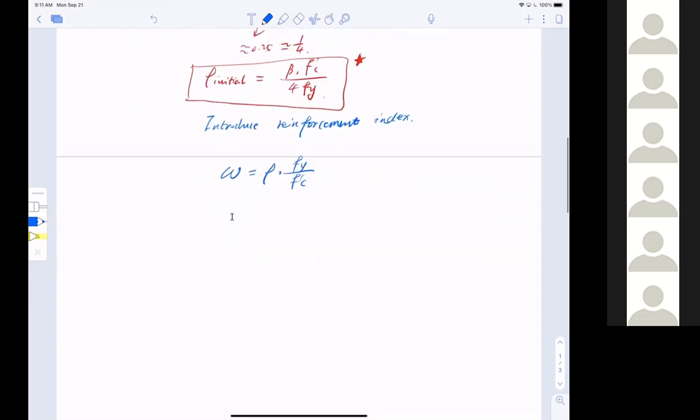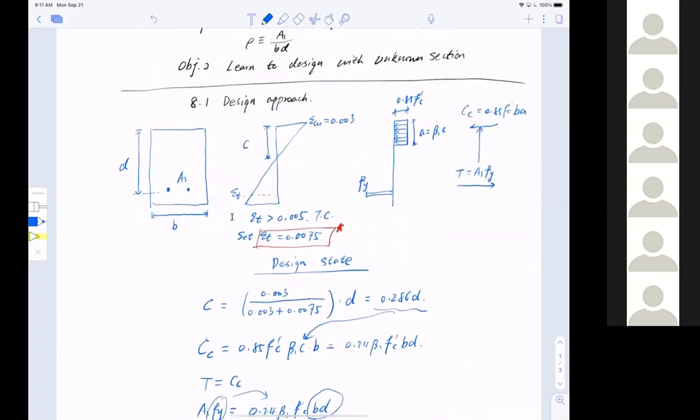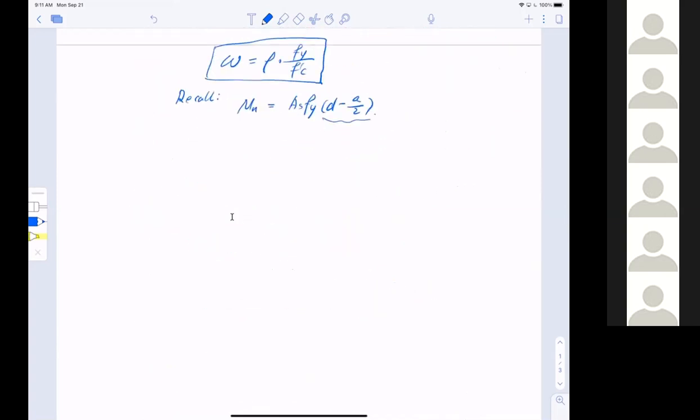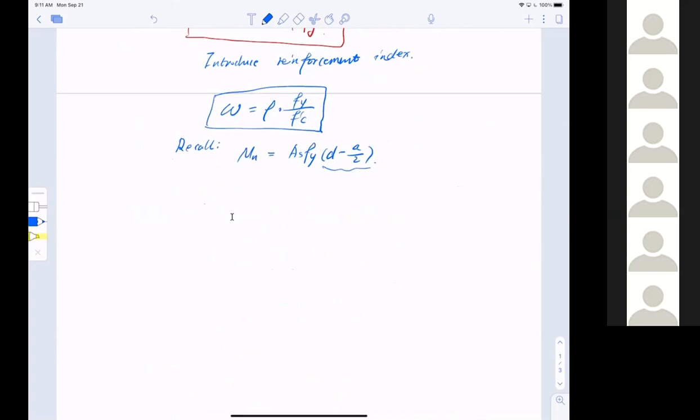Now with this reinforcement index, let's take a look at what the moment capacity is. Recall the nominal moment capacity Mn equals As fy times d minus a/2. Where is this coming from? Of course, this is the distance between the compression and tension, so that is d minus a/2. Putting all these parameters in, a is equal to As fy divided by 0.85 f'c b, and that is the effective compressive zone a.